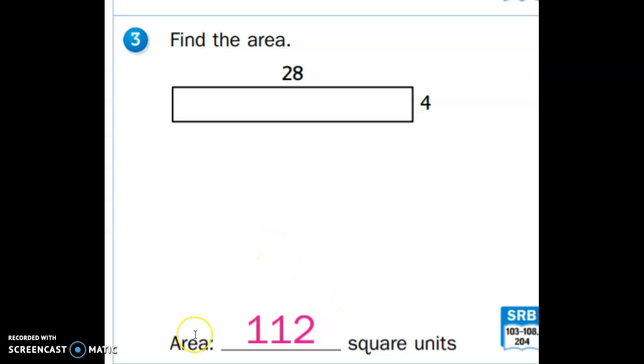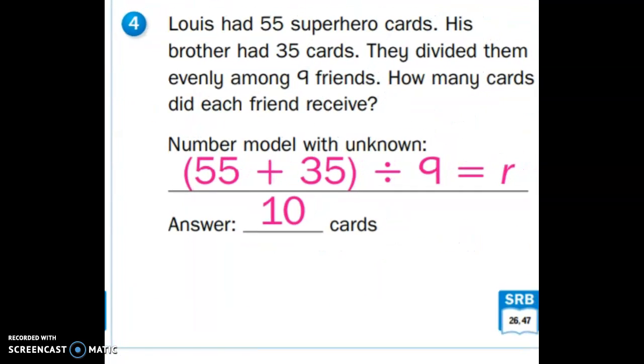Are you ready for box number 4? Let's go ahead and scooch over there. Lewis and his brother have some superhero cards. So I'm hoping you're reading the problem, and you underline the actual question of how many cards did each friend receive. There we go. How many cards did each friend receive? We know we have some cards. Lewis has 55 cards, and his brother has 35 cards. They divided them evenly among 9 friends.